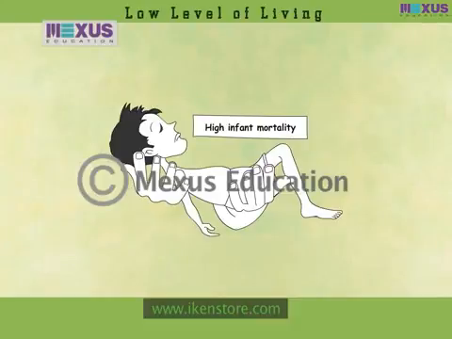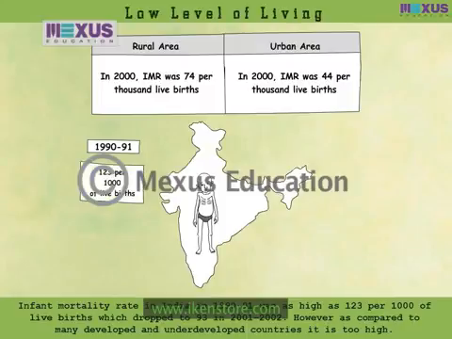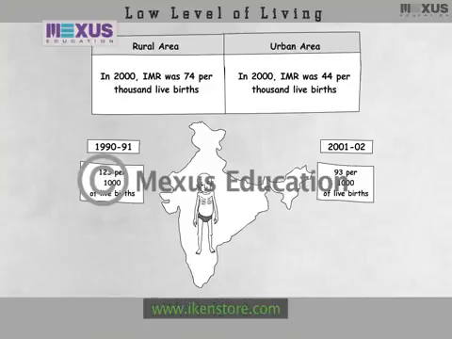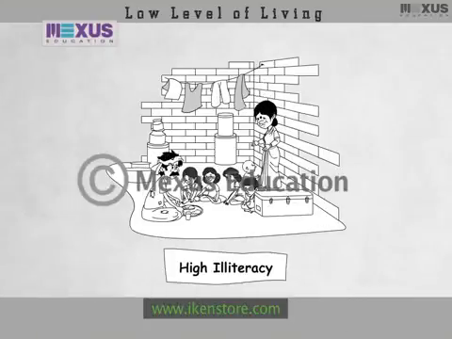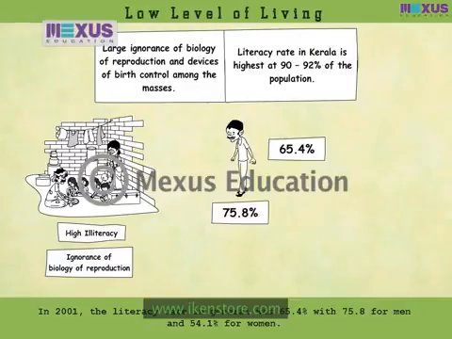High infant mortality. Infant mortality rate in India in 1990-91 was as high as 123 per thousand of live births, which dropped to 93 in 2001-2002. High illiteracy. In 2001, the literacy rate in general was 65.4%, with 75.8% for men and 54.1% for women.